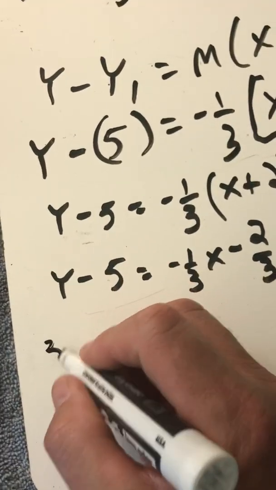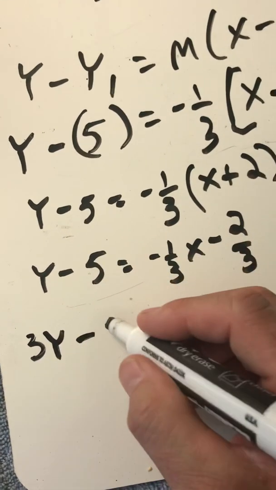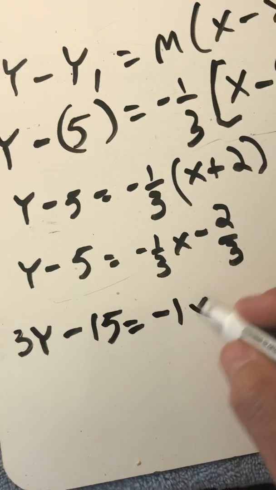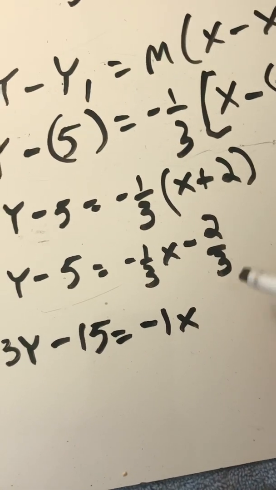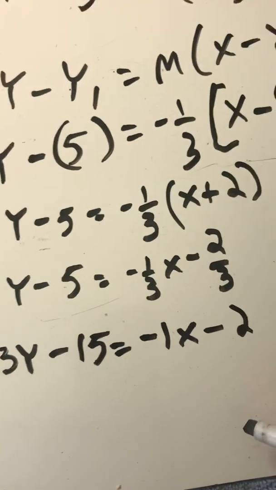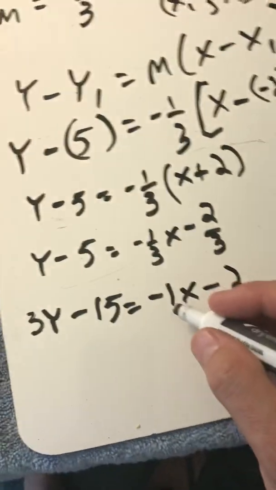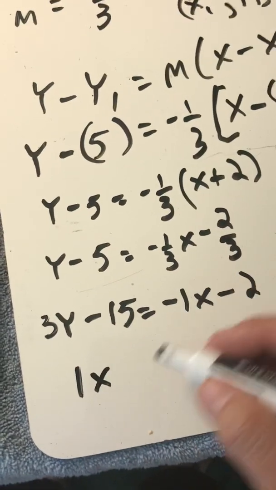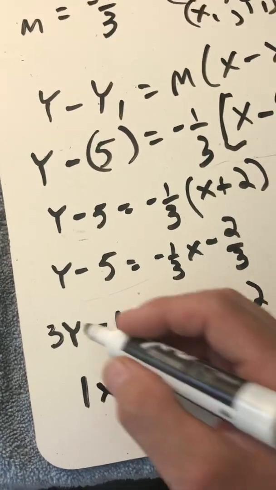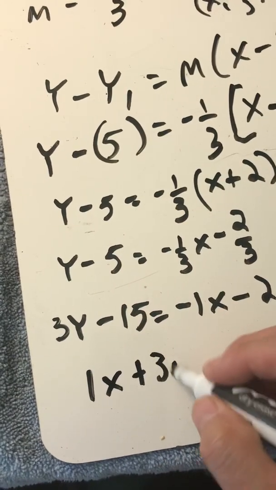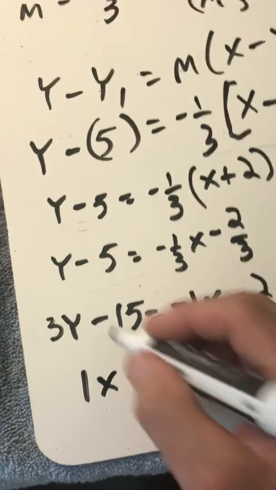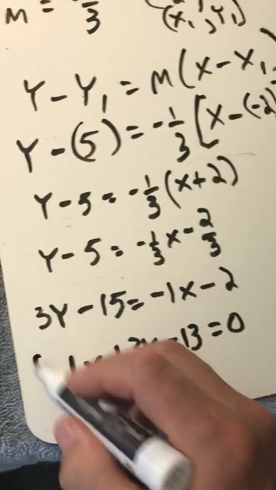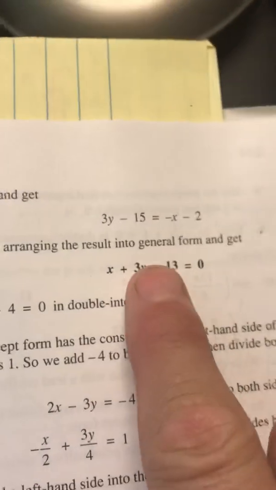So 3 times y, 3y. 3 times 5, 15. 3 times negative 1/3, negative 1x. 3 times negative 2/3, negative 2. Okay, bring everything on one side. Negative 1x, add it over here and here, so that cancels. So you get 1x plus 3y, and then negative 15 plus 2 over this way, that'll be negative 13 equals 0. And that's what we have.